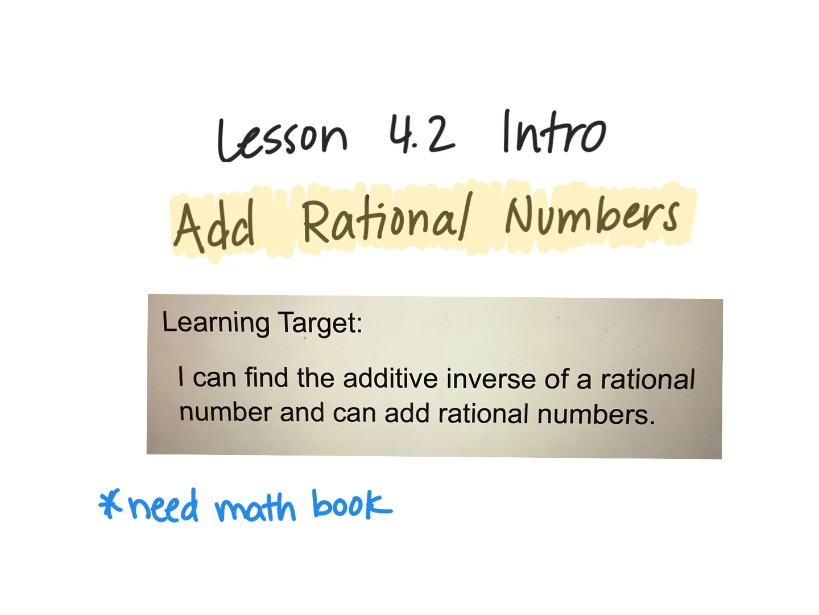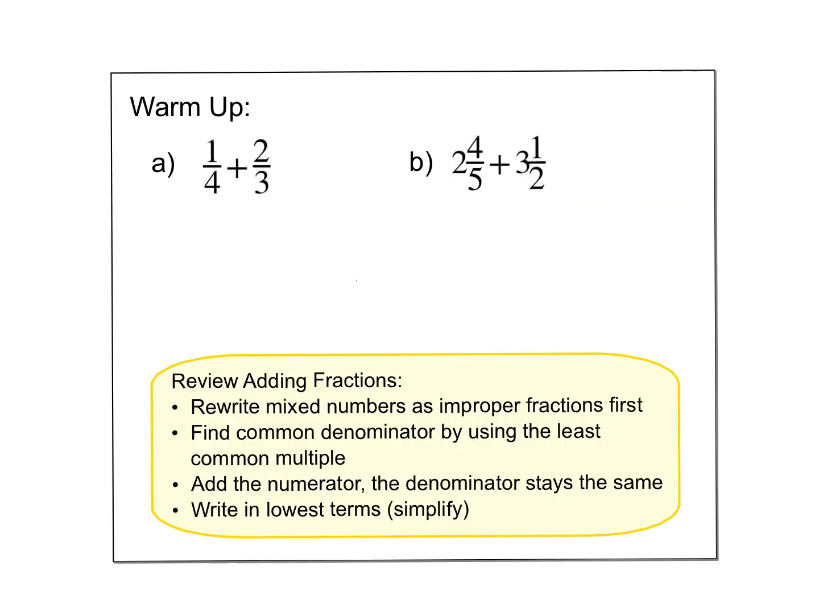Hey guys, this lesson is going to be an introduction to lesson 4.2, and our topic is adding rational numbers. For this lesson, you will need your math book, so make sure you have that ready because everything we do, you'll be writing in there. And then our learning target for today is that we are going to be able to find the additive inverse of a rational number and that we can add rational numbers. So that's what we're going to be able to do by the end of class today.